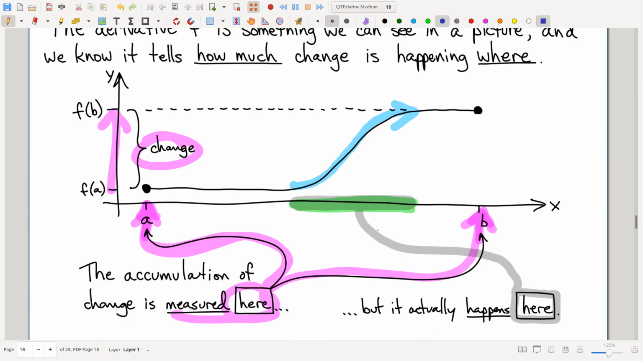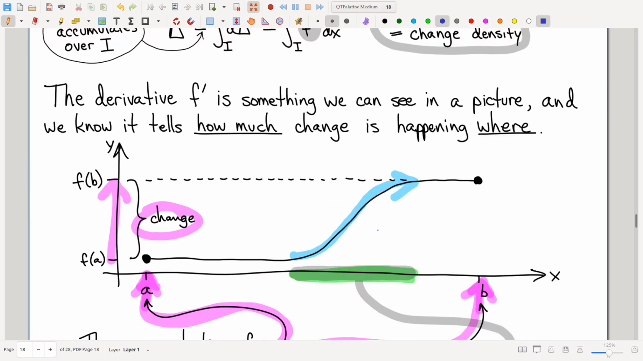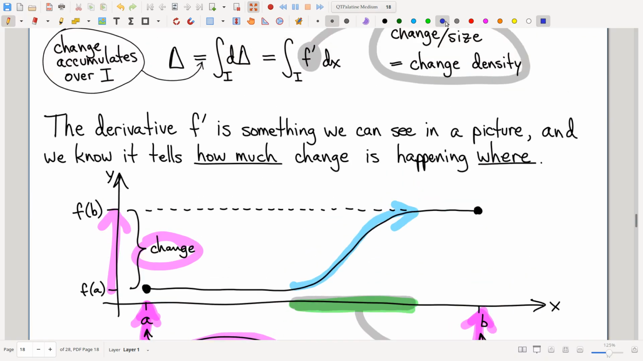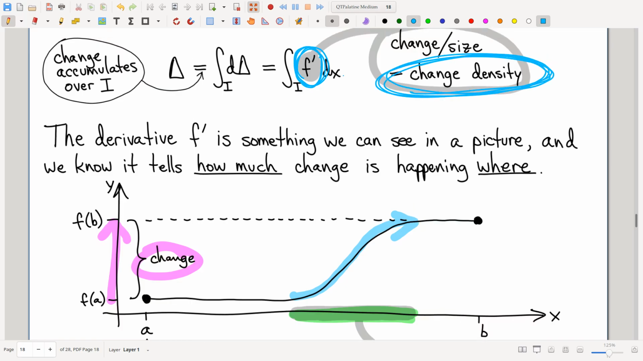Okay, now back to the single variable, back to the fundamental theorem. I owe y'all an explanation of why the derivative here, let me clean up a little bit. There we go. This derivative here, I claim that's change density. I claim that it should be thought of as change per unit size.